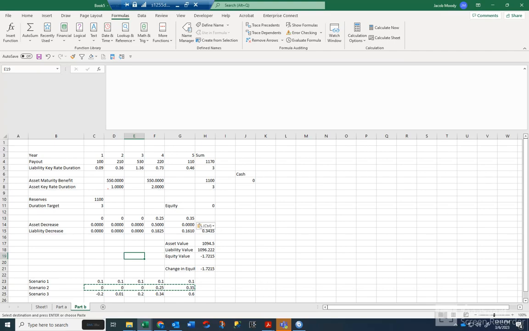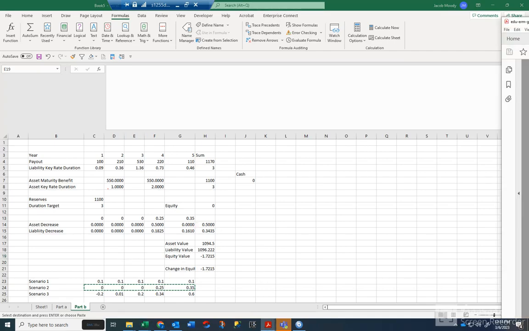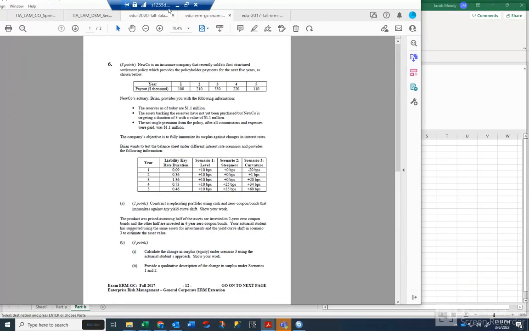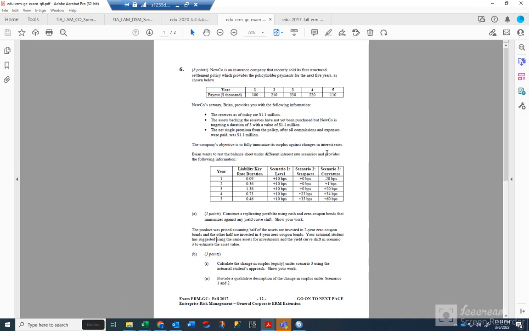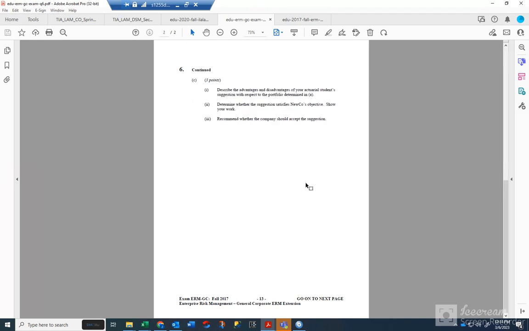And so all in all, I would not recommend doing this. We're not fully immunized. That's kind of leaking into part C right here. It's not going in fully with the suggestion of NUCO. They wanted to be fully immunized, which we're not, because we're only matching on effective duration. And so, no, I guess we wouldn't accept this suggestion.